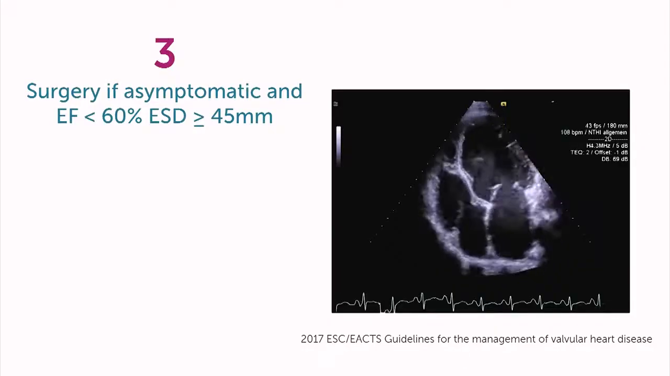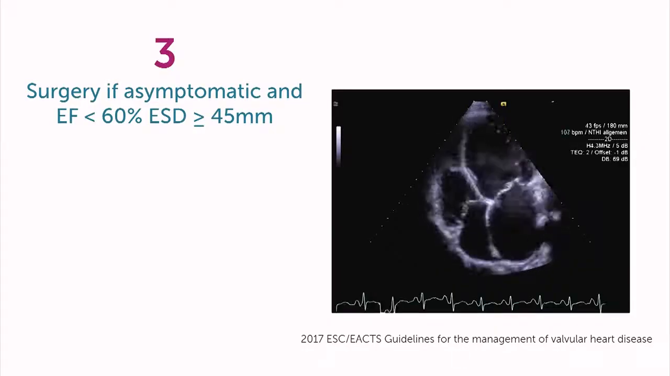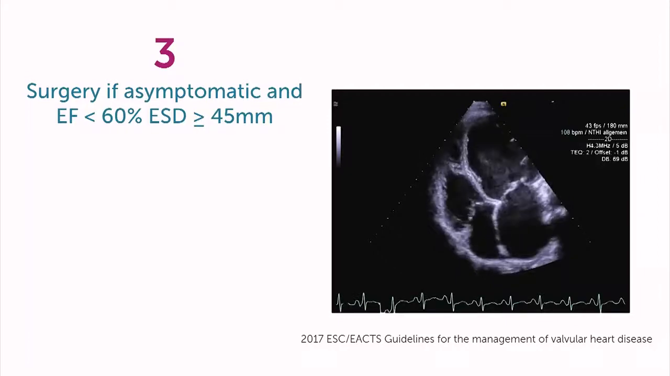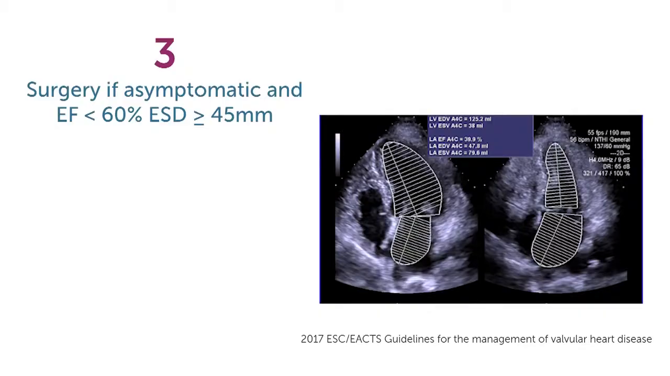Perform surgery if a patient is asymptomatic and his ejection fraction is below 60 or his end systolic diameter is more than 45 millimeters. Now here we're entering this very exciting arena of what do you do in patients who are asymptomatic? Should we operate them as well? Well, as rule number 3 says, only if we see some form of change in the ventricle that predicts that left ventricular function is about to deteriorate.